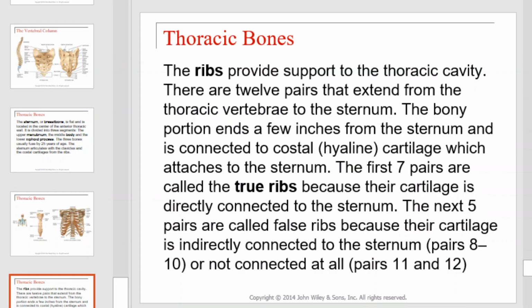The ribs. The ribs provide support to the thoracic cavity. There are 12 pairs that extend from the thoracic vertebra to the sternum. The bony portion ends a few inches from the sternum and is connected to costal or hyaline cartilage, which attaches to the sternum. The first 7 pairs are called true ribs because their cartilage is directly connected to the sternum. The next 5 pairs are called false ribs because their cartilage is indirectly connected to the sternum. Pairs 8 through 10 are not connected at all.